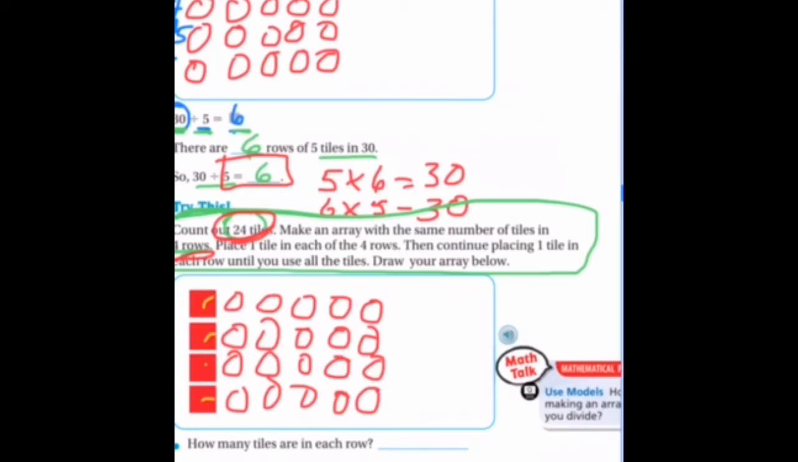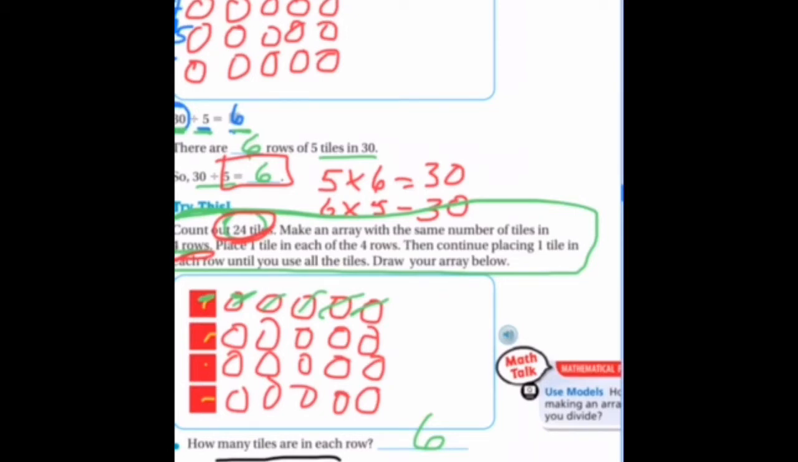Okay. Going down to the question, how many tiles are in each row? Well, let's count them up. In each row we have 1, 2, 3, 4, 5, 6 tiles in each row. So what division equation can we write for the array?